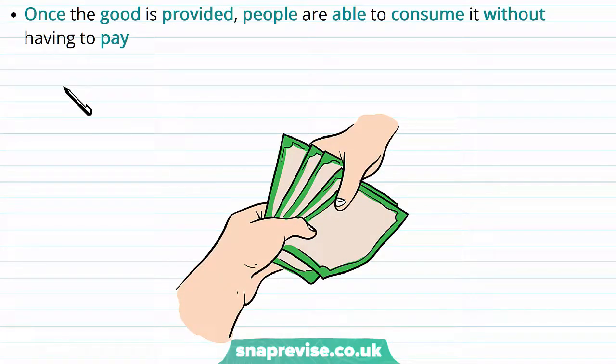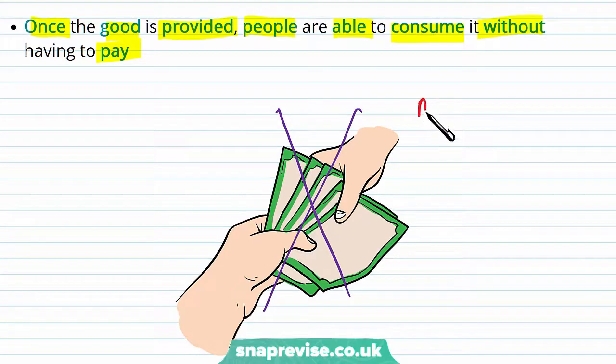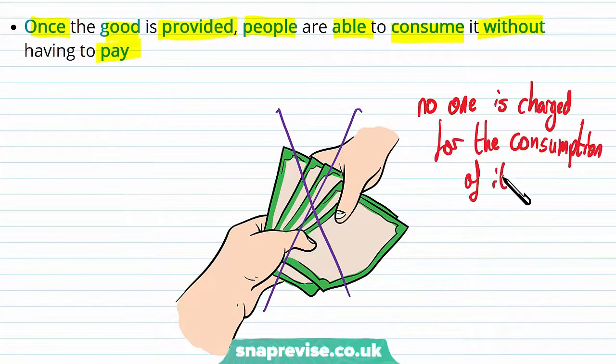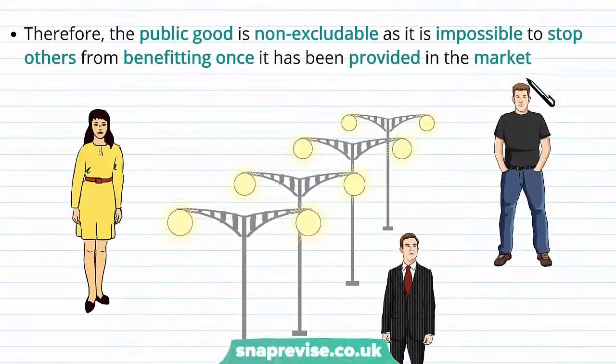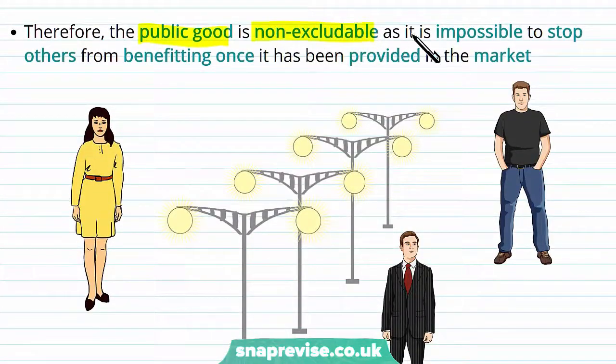Therefore, we are able to conclude that once the good is provided for, people are able to consume it without having to pay anything. Therefore, no one is charged for the consumption of the street lighting. Also, it is worth noting that once a public good has been provided for, it cannot be rejected as it's free. So for example, you aren't able to reject light from a street lamp. Therefore, the public good is non-excludable as it is impossible to stop others from benefiting once it has been provided in the market.